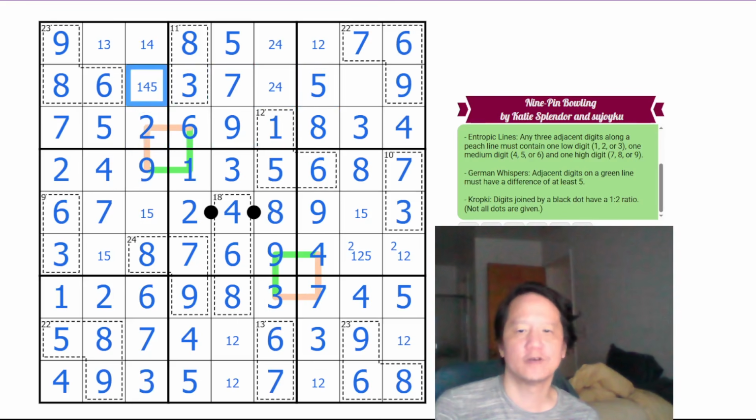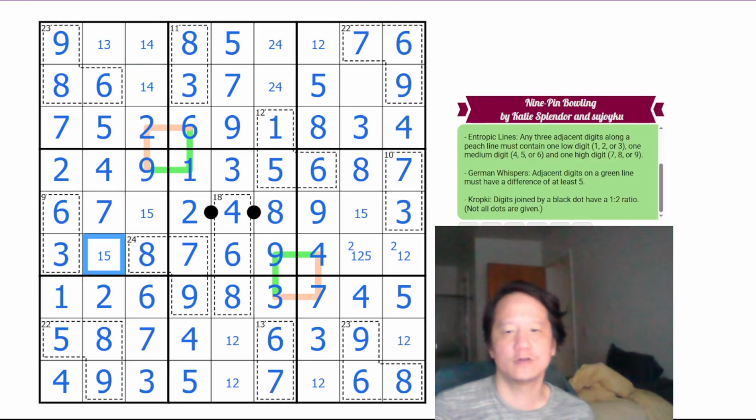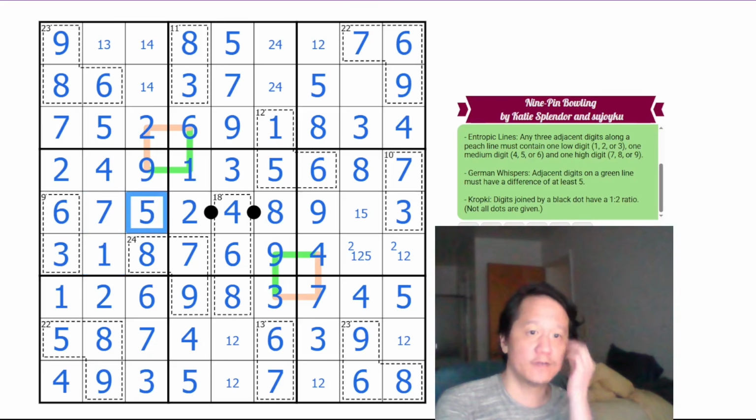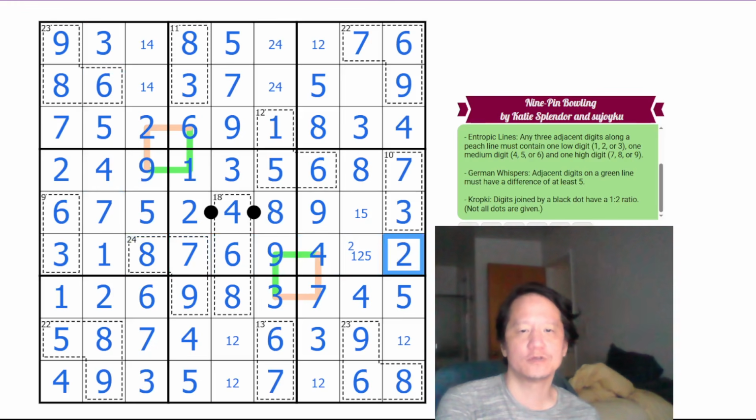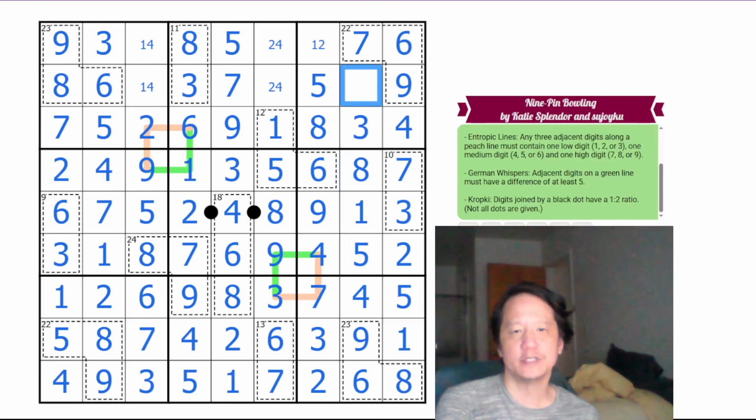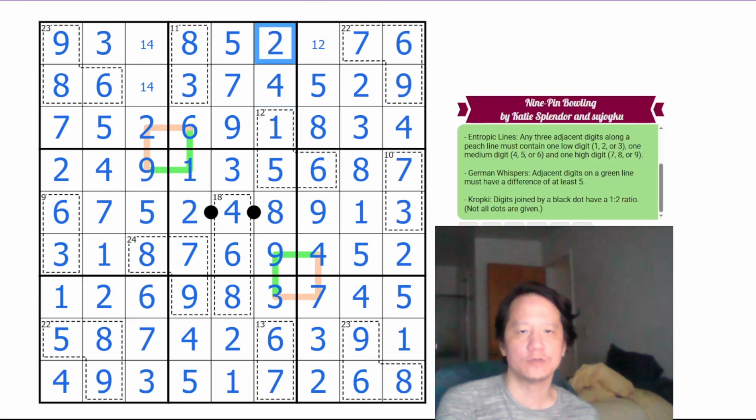5 eliminates 5 here, so this is 1, 4 as a pair. 5 eliminates 5 here, so that's 1, which makes this 5. 1 eliminates 1 here, so that's 3. 1 eliminates 1 here, so that's 2. This can't be 1 or 2, it's 5, which makes this 1. 2 eliminates 2 here, so it's 1 and 2. Remaining digit in column 8 is a 2, which makes 4 and 2 there. 2 eliminates 2 here, so it's 1, which eliminates 1 here, so that's 4 and 1.